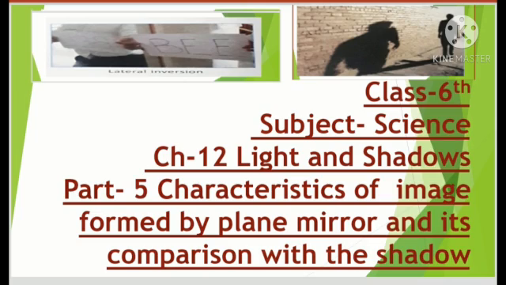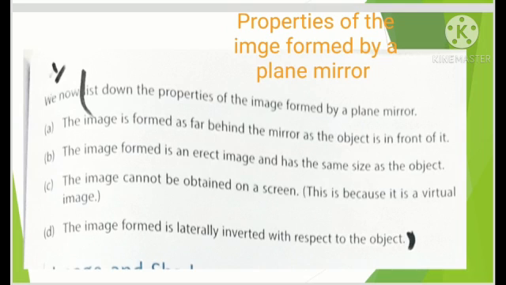Now, by comparing the images formed by the plane mirror and shadows formed by an object, we are going to discuss the remaining characteristics of the image formed by the plane mirror and the shadow formed by an object. If you are standing before a plane mirror, you will find that the image formed by the plane mirror of you is as far behind the mirror as you are standing in front of it. This is the first property given in the book.